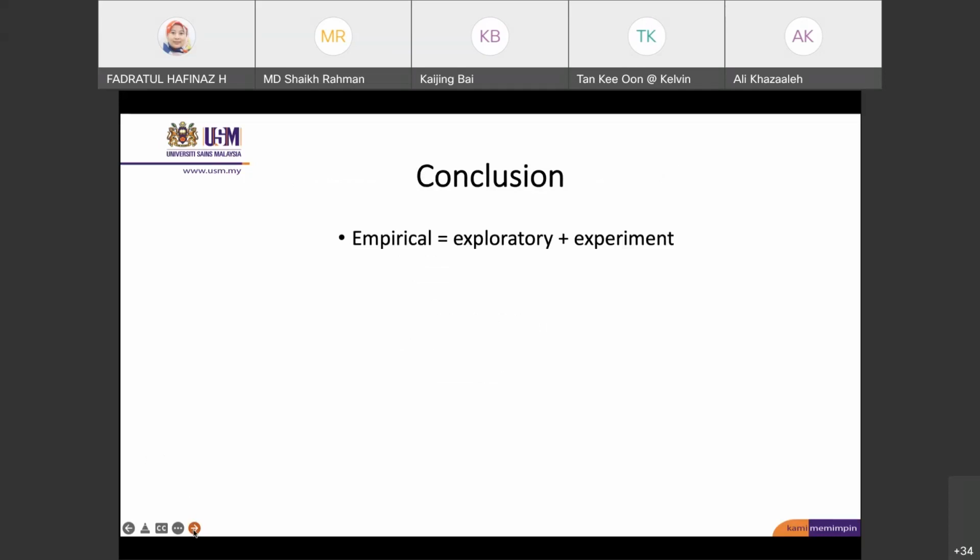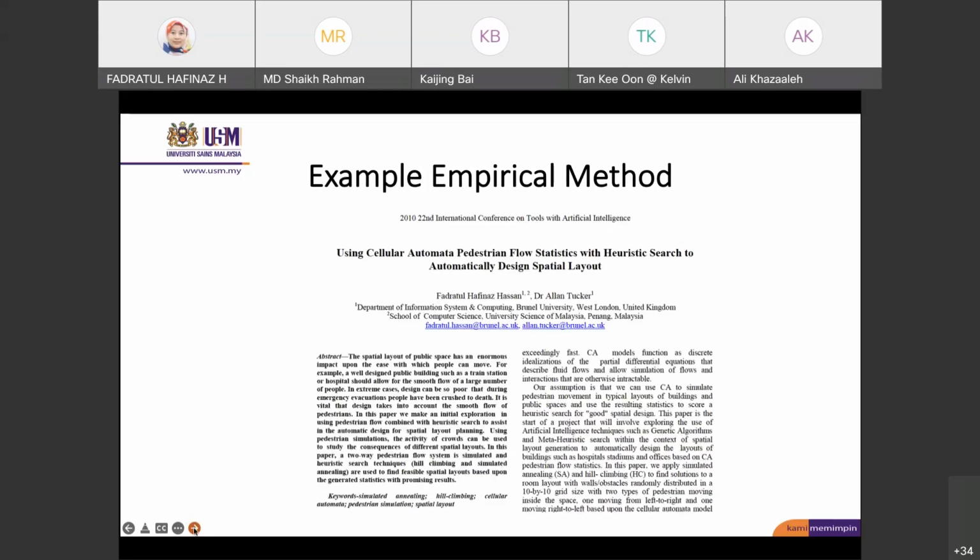As a conclusion, our friend asked at the beginning of the class, what is empirical? The empirical method is the exploratory technique coupled with the experiment. Here I would like to share an example of the empirical method that I used about 11 years ago. This is my first paper, where I used a cellular automata model to generate pedestrian flow statistics, with some heuristic search to automatically generate a spatial layout design.